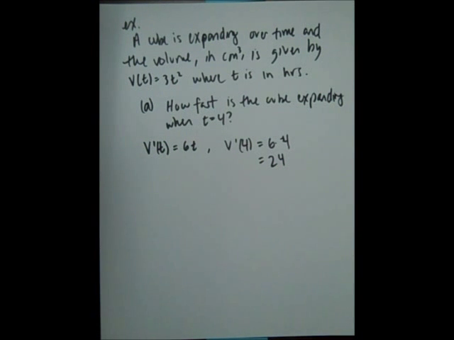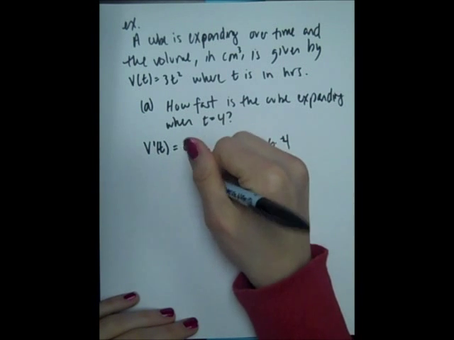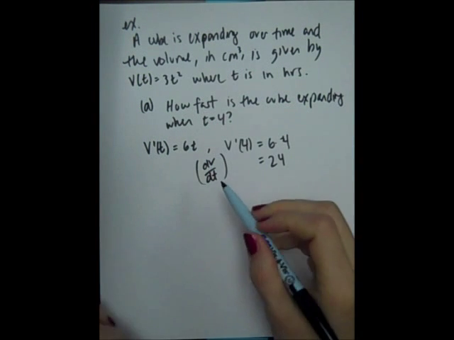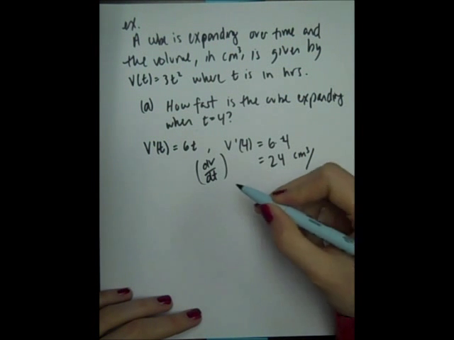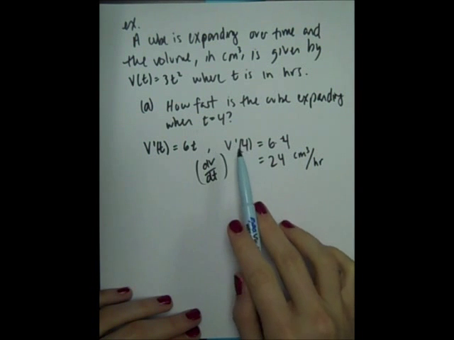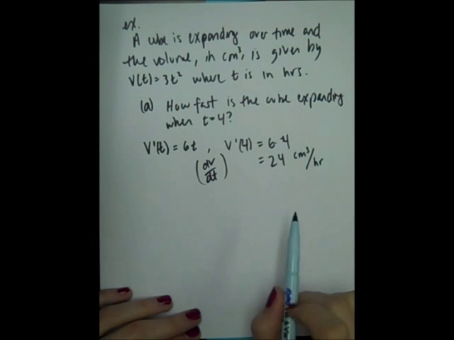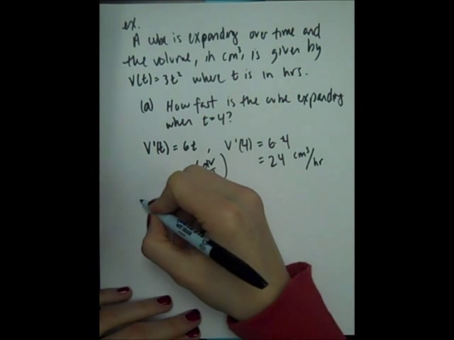Now let's think about units. Remember, the derivative here is dV/dt. So what was V measured in? That was centimeters cubed. And what was t measured in? That was hours. So the rate of change is 24 cubic centimeters per hour. And that's how fast the cube is expanding.